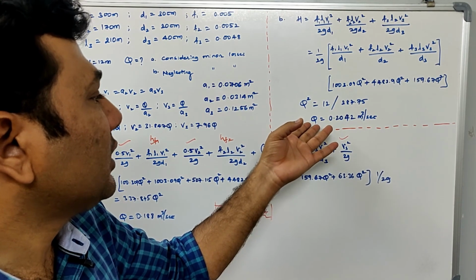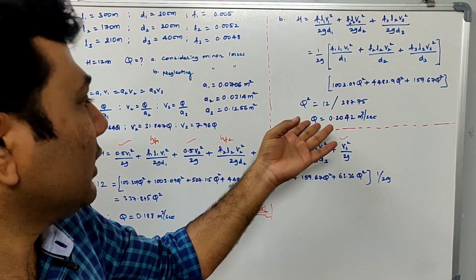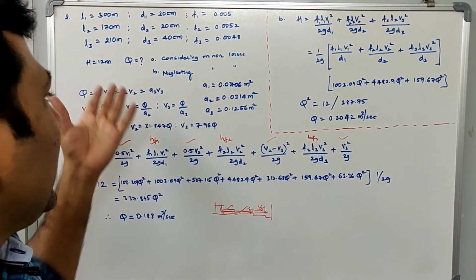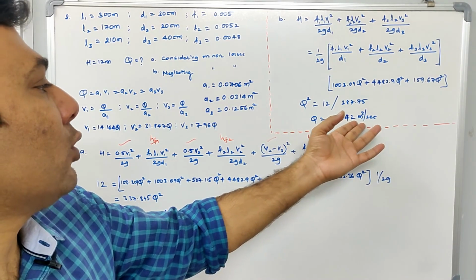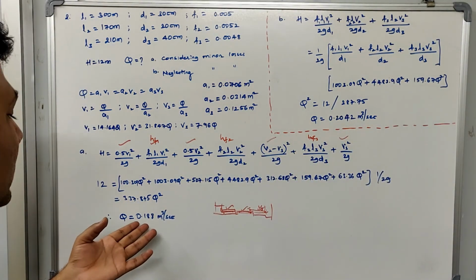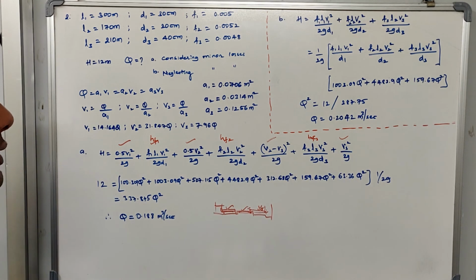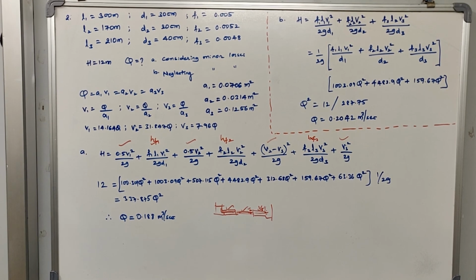Now the discharge equation here is solved by considering or neglecting the minor losses. So the discharge here is 0.2042 meter cube per second, and here it is 0.188 meter cube per second. So this is how you can solve the discharge in the pipe that is required using the head loss equations. There are a few more similar problems that are given to you. If you find difficulty in solving any of them, you can send me those questions. I'll try to solve them here.